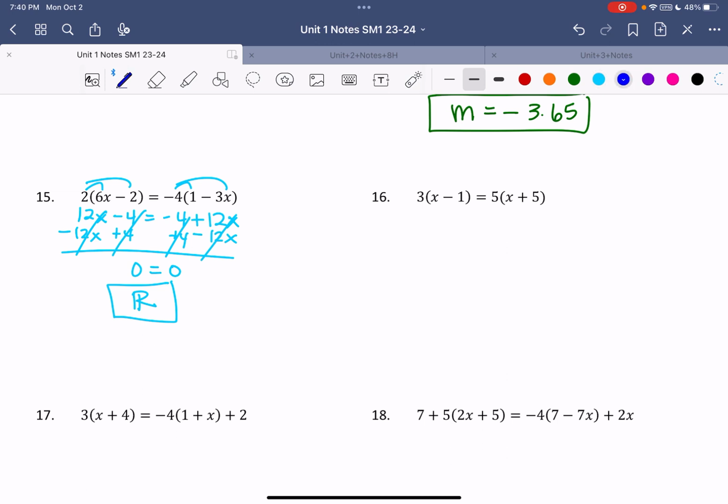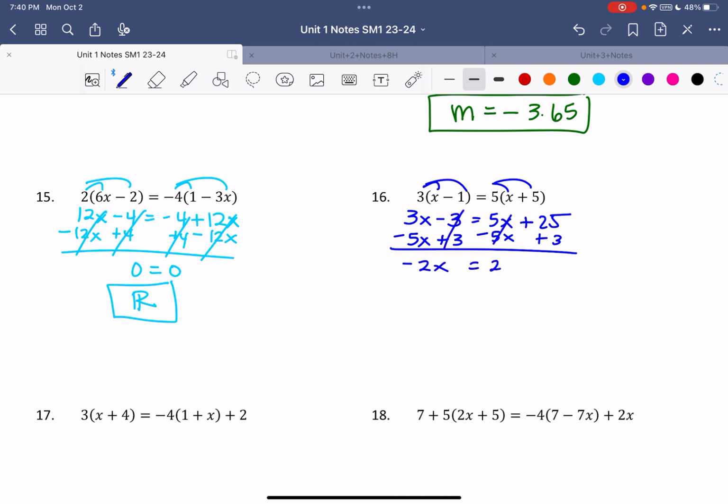All right, number 16 works pretty much the same way. We're going to distribute, so we get 3x minus 3 equals 5x plus 25. Unfortunately, everything's not going to cancel out, so we'll subtract the 5x from both sides, add the 3, we get negative 2x equals 28. Divide by negative 2, and x is negative 14.